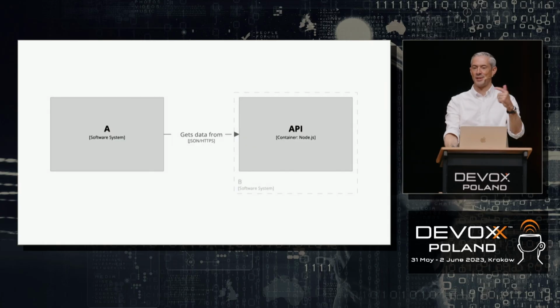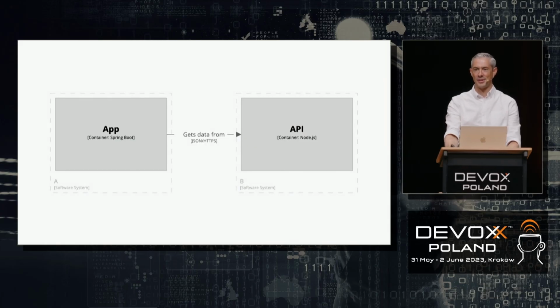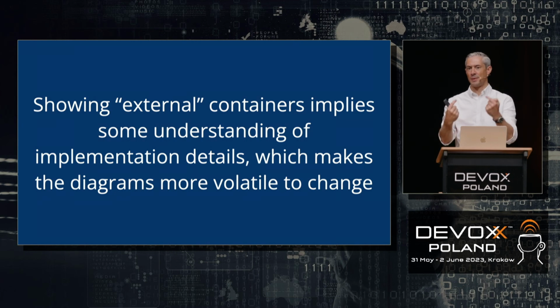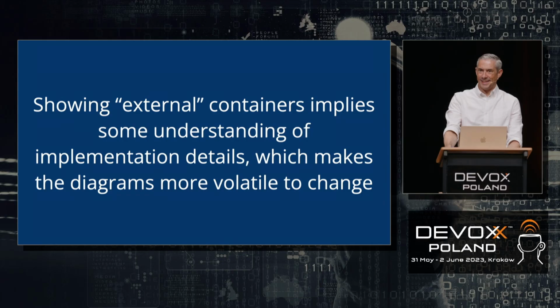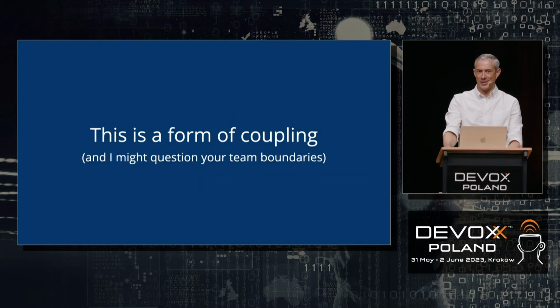What people try to do is they'll take this one step further, and they'll say, well, what about drawing this as an alternative? So now we're showing both the Spring Boot app talking to the Node.js app inside two software system boundaries. And my answer is, please don't do that. Because essentially what you're doing here is we're showing that we know something about the internal implementation details of each other's work. Which means that when we change our work, when we change our code, those diagrams are volatile. The other way to look at this is it's actually a form of coupling. There's some detailed knowledge here that perhaps doesn't need to be known. And I might question why we need this knowledge.